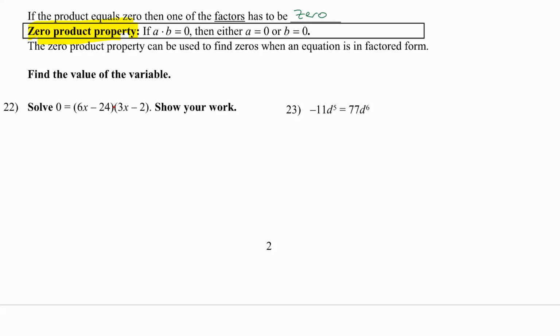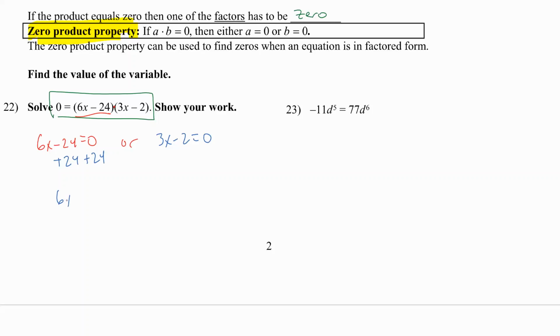Okay, so for example, if I said 5 times something equals 0, what would that have to be? That has to be 0. And so we can do it either way. So on this one, once we see it in factored form, we are set. We can say, all right, for this entire expression to equal 0, that must mean either that first factor equals 0 or the second factor equals 0.